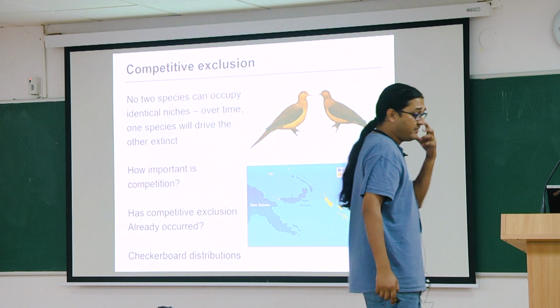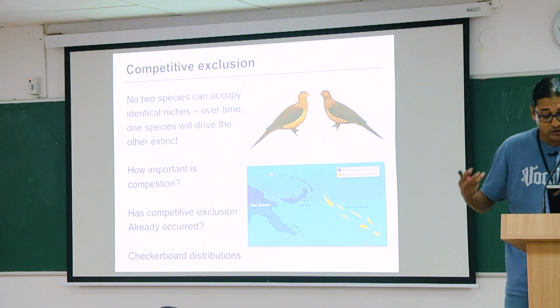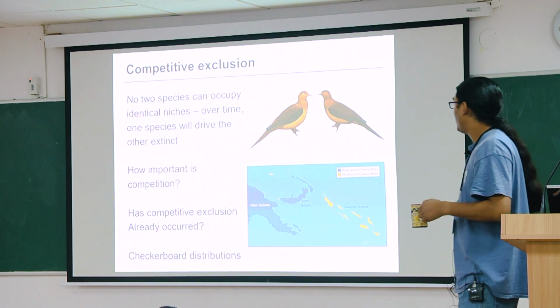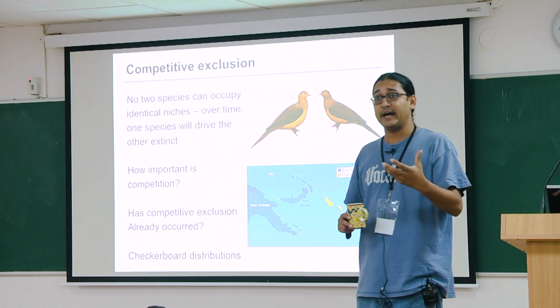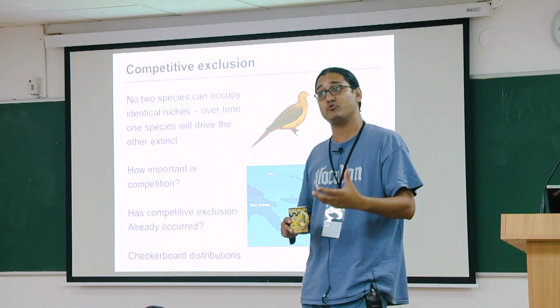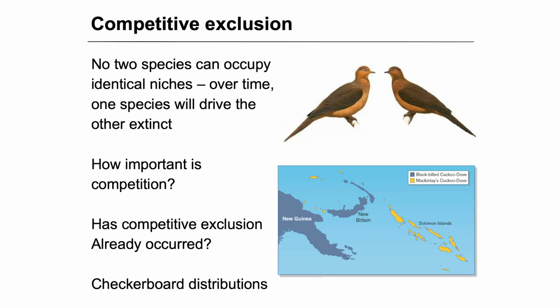Alright. Competition is a very, very fundamental concept in community ecology. One of the principal guiding principles is what is called competitive exclusion. Competitive exclusion says that no two species can occupy identical niches. So if there are two species that are absolutely identical in their niches, they have the same rainfall, the same temperature, they eat the same food, then they cannot coexist. One of them will be driven to extinction by the other.